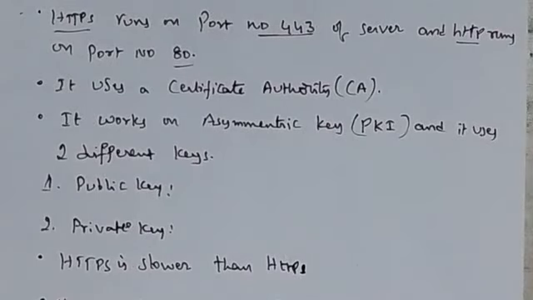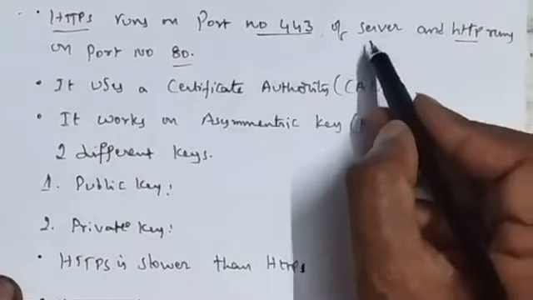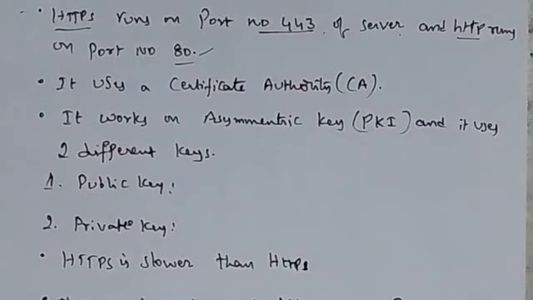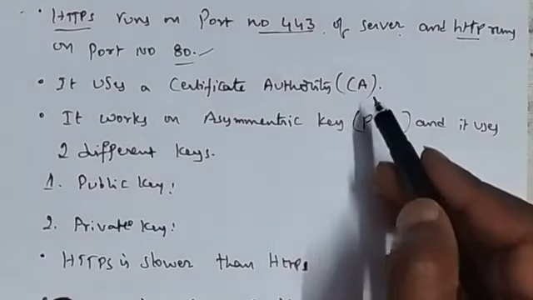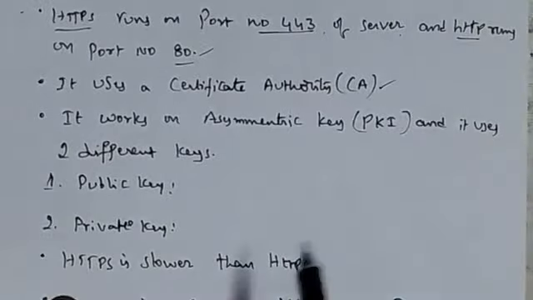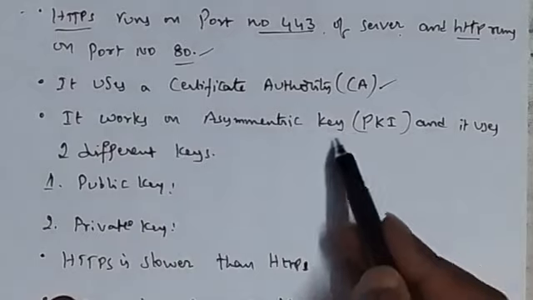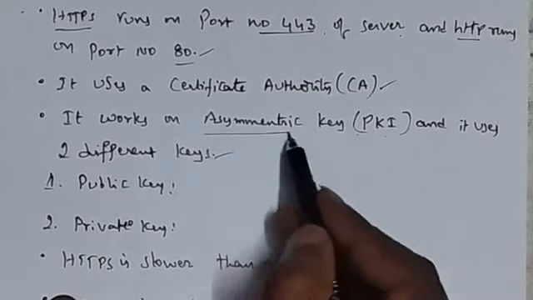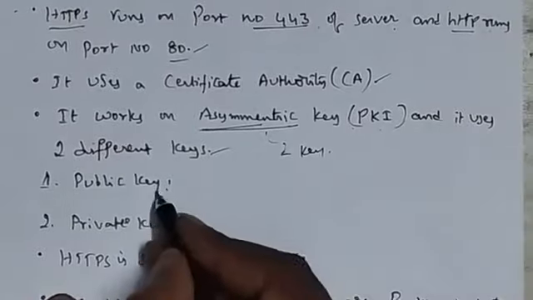Okay, HTTPS runs on port number 443 of the server, and HTTP runs on port number 80. The HTTPS protocol uses a certification authority, and HTTPS works on asymmetric key PKI, and it uses two different keys. If it is asymmetric key, what does that mean? It means two keys. What are the two keys? Public key and private key.